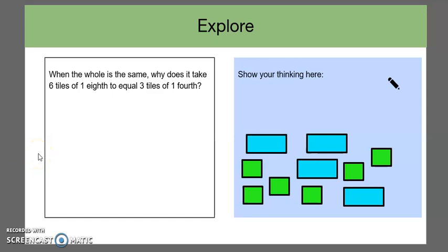Here, I want you to consider: when the whole is the same, why does it take 6 tiles of 1/8 to equal 3 tiles of 1/4? Here are some tiles that are available for you, and I want you to explore this on your own. On the next slide, we're going to go over how to work through this problem and make sense of it. So try this on your own, and we're going to move on shortly.